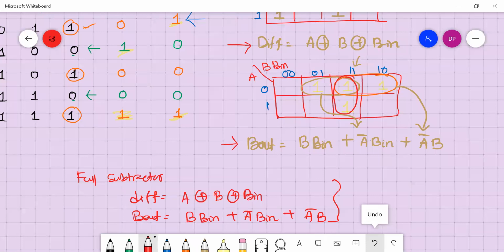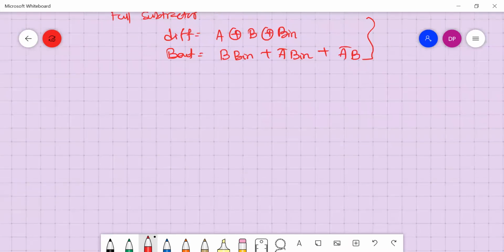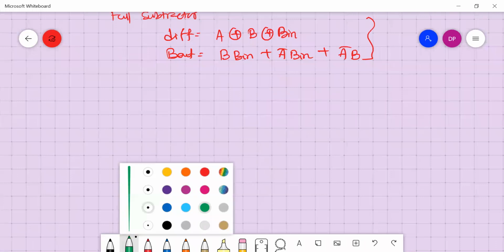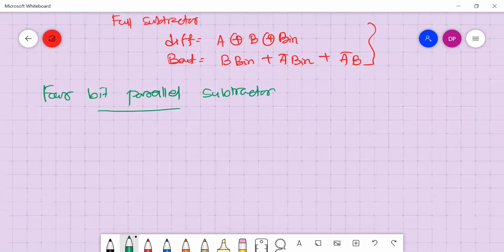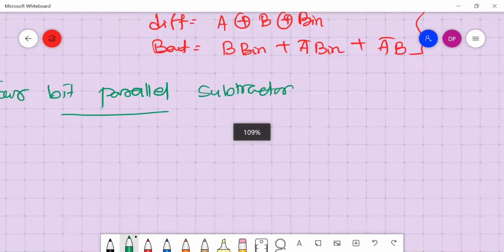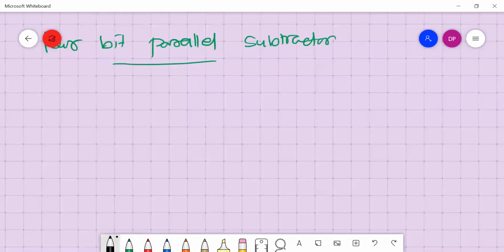Last class we designed a 4-bit parallel adder. So let's do the next, the 4-bit parallel subtractor. To understand the 4-bit parallel subtractor, let's take a variable A.